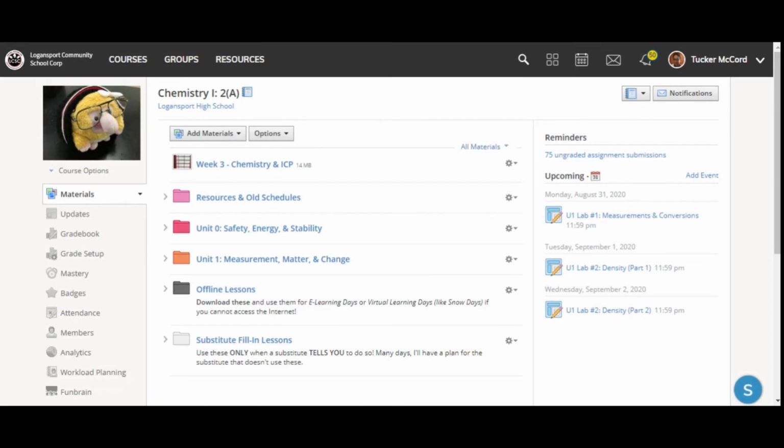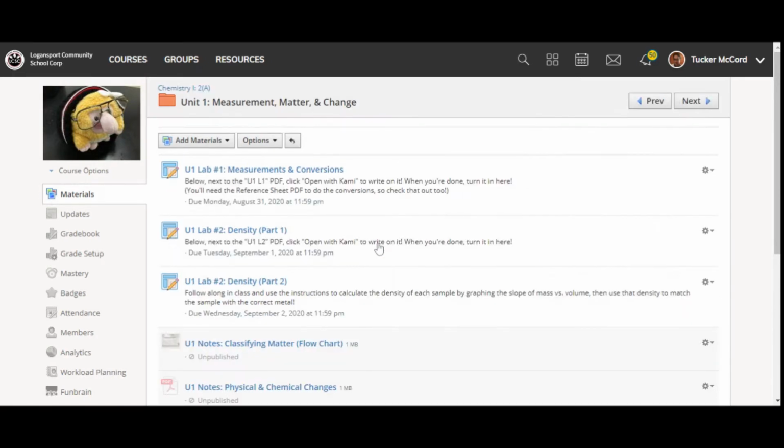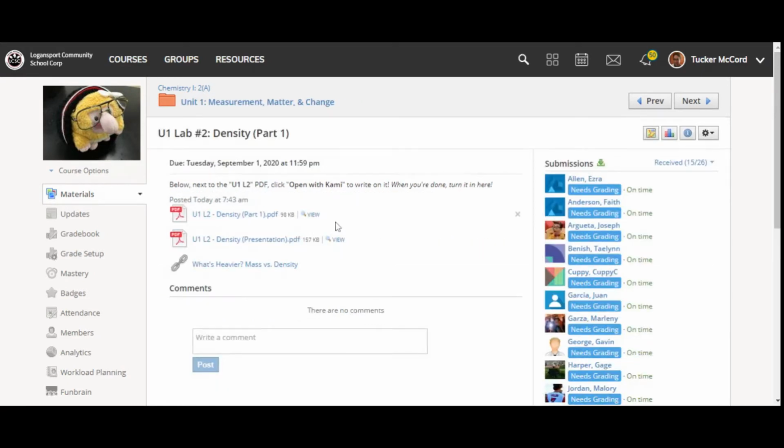All right. This lab is in the Unit 1 folder. We're still in Unit 1 here. So if I open this up, we're looking at Unit 1, Lab number 2, Density, Part 1. Part 2 is going to be a separate thing. If I click on this, I will be taken to this page where I've got my PDF for my lab. This is what I'm going to open with Cami so I can write in my data and do my calculations.